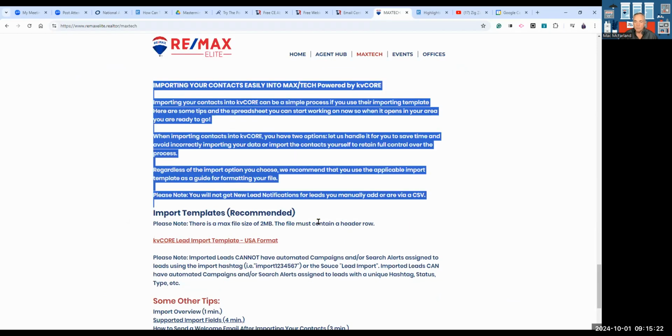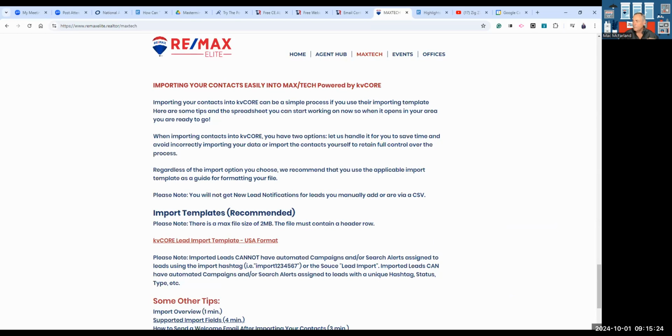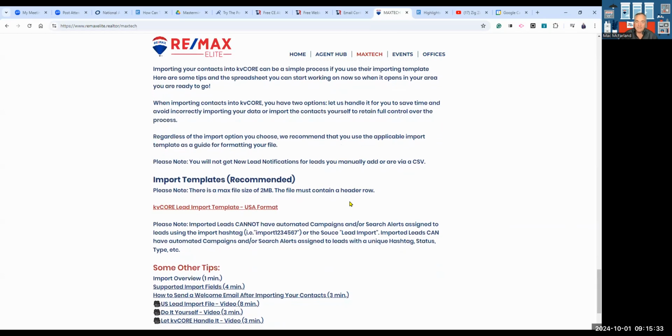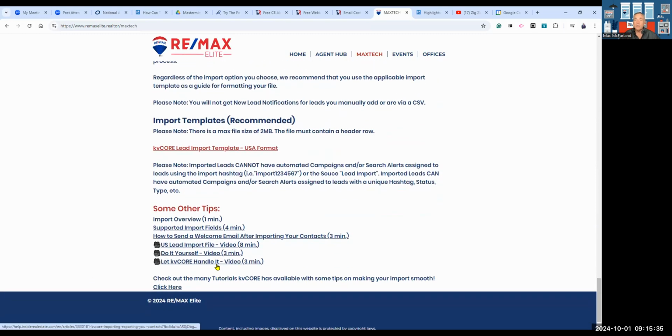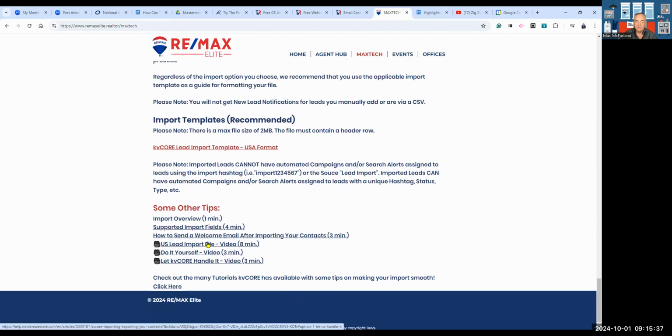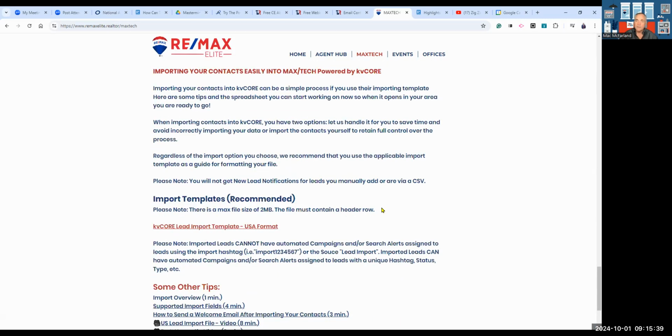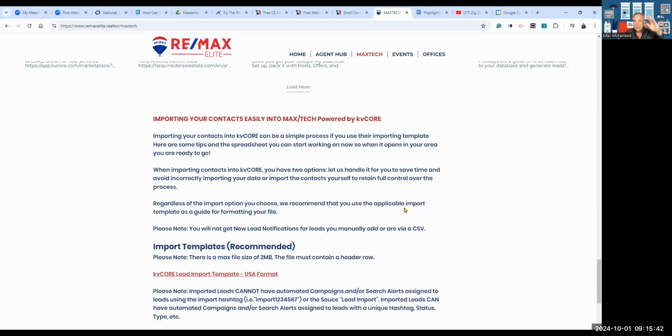But down at the bottom of this, and this is why I'm really showing this portion to you, is how to upload your contacts. So if you have not uploaded your contacts into KV Core, that should have been the first step. But it walks you through exactly how to do it. And they have videos on here. You can do it or you can have them do it. But there's a video on here on how to do that. All of that's at the bottom of that Max Tech. If you just scroll down to the bottom, it's how to get your contacts in there.